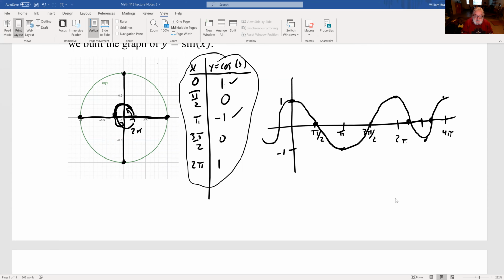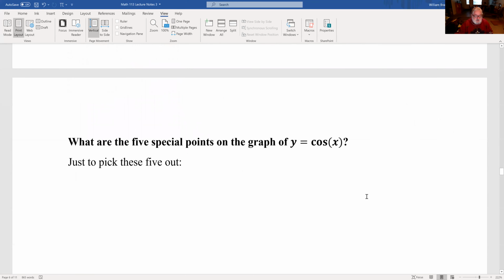(0, 1) is here, (pi over 2, 0) is there, (pi, -1) is down here, (3 pi over 2, 0) is there, and then (2 pi, 1) is up here. So there are our 5 special points on the graph.